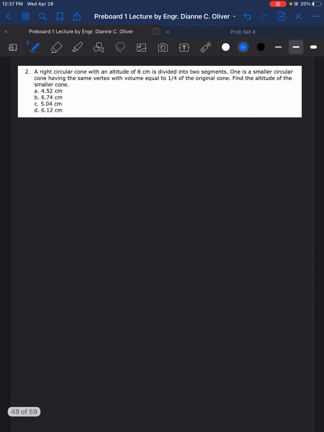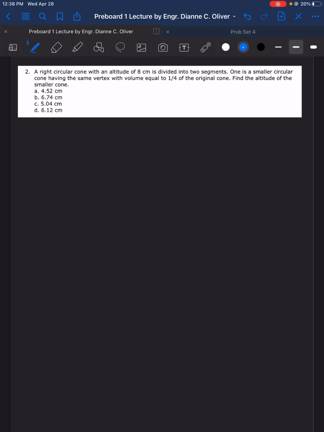Let's go for number 2. A right circular cone with an altitude of 8 centimeters is divided into 2 segments. So how is it divided? One is a smaller circular cone having the same vertex with volume equal to 1/4 of the original cone. Find the altitude of the smaller cone.